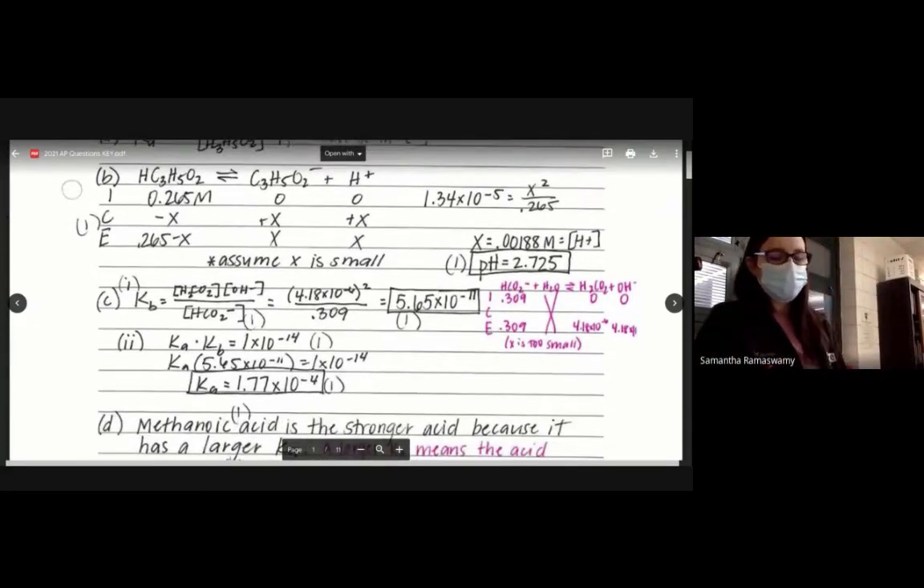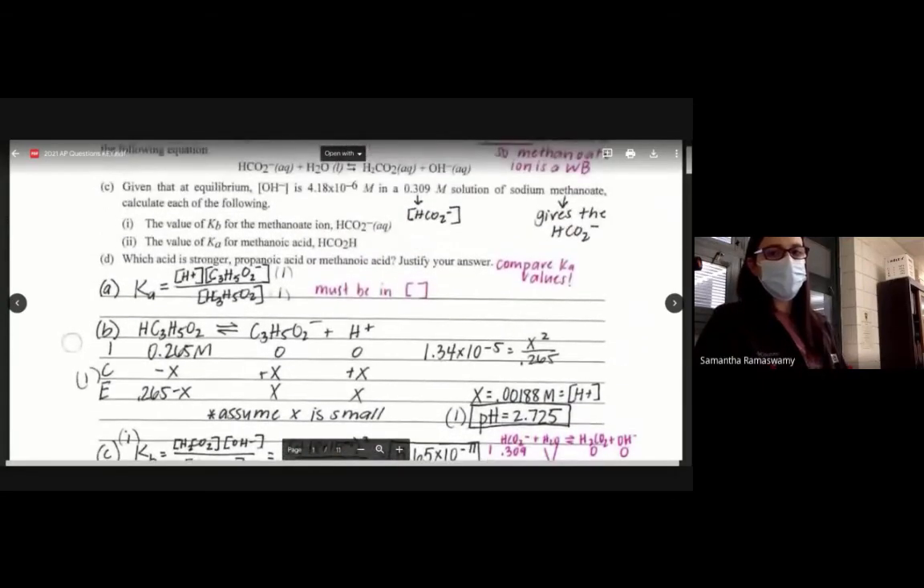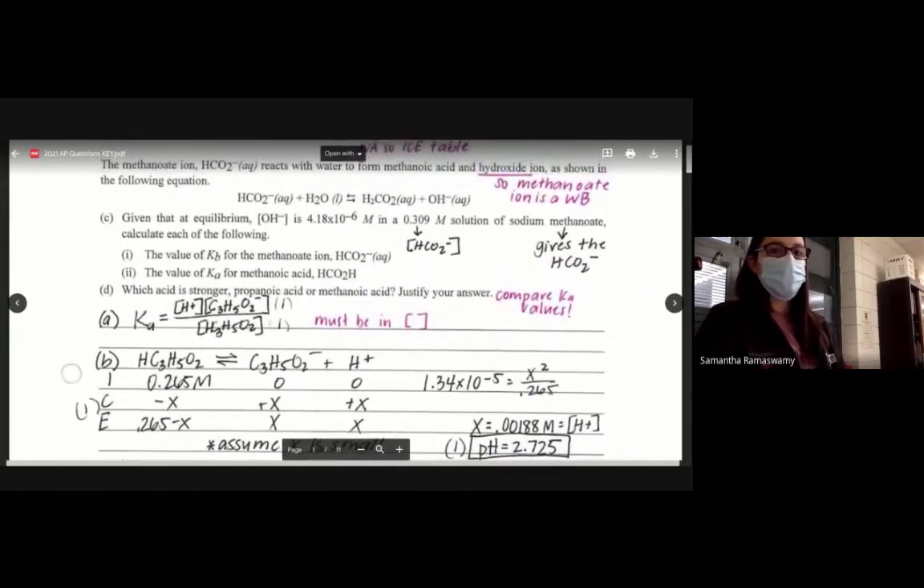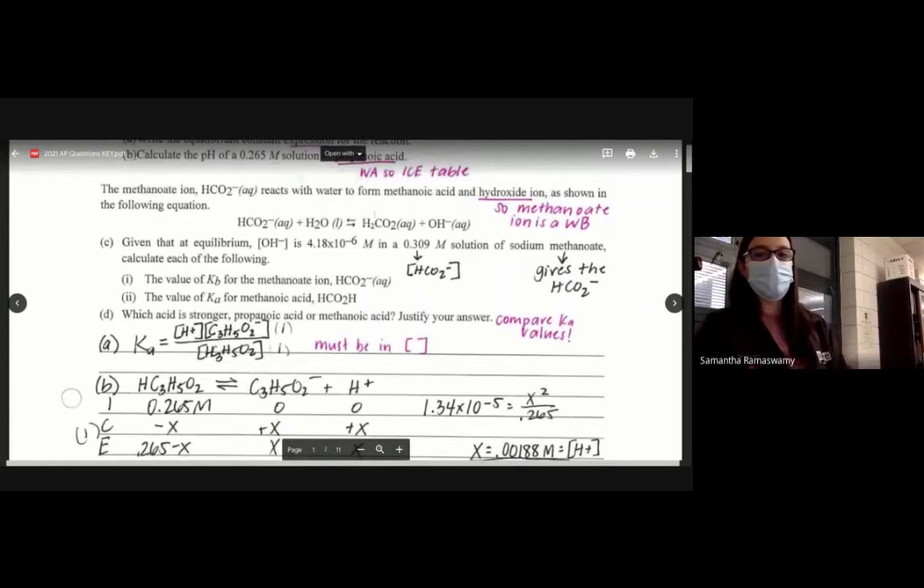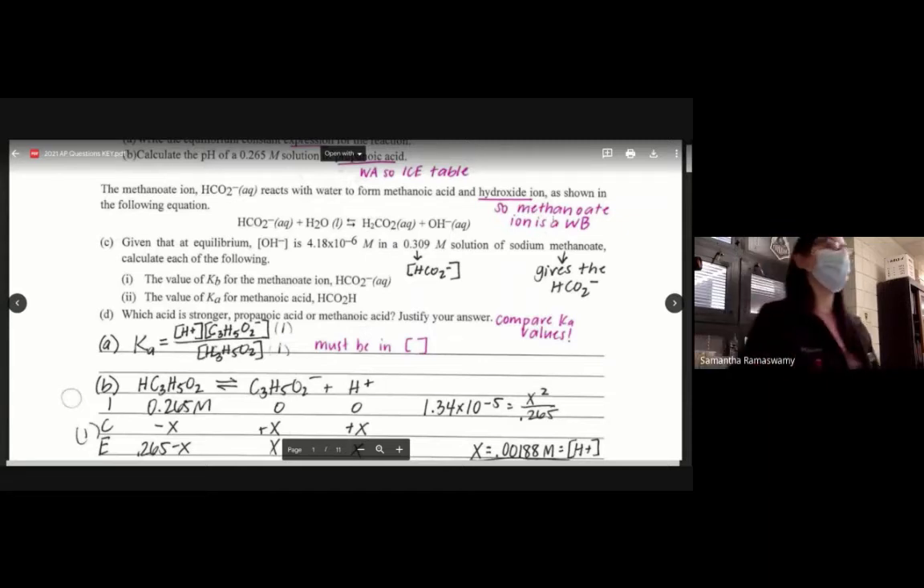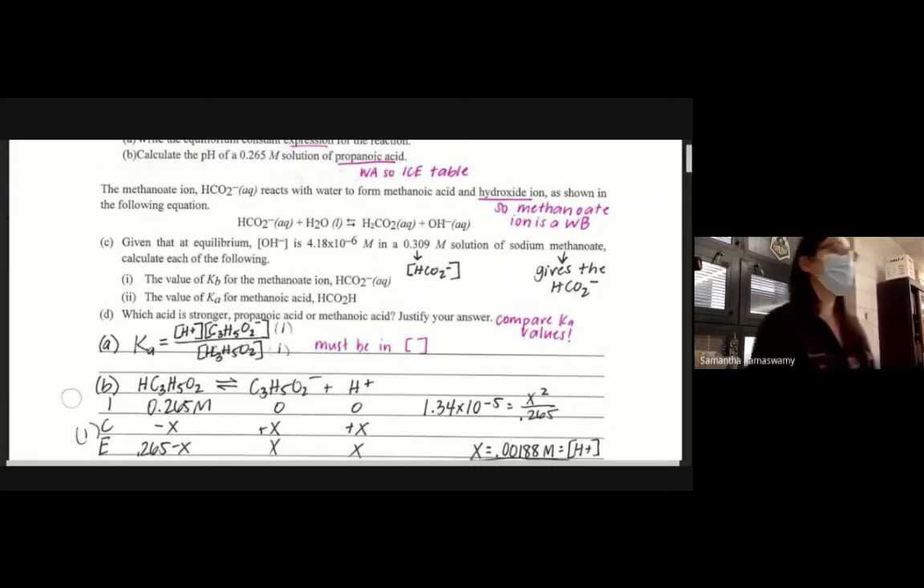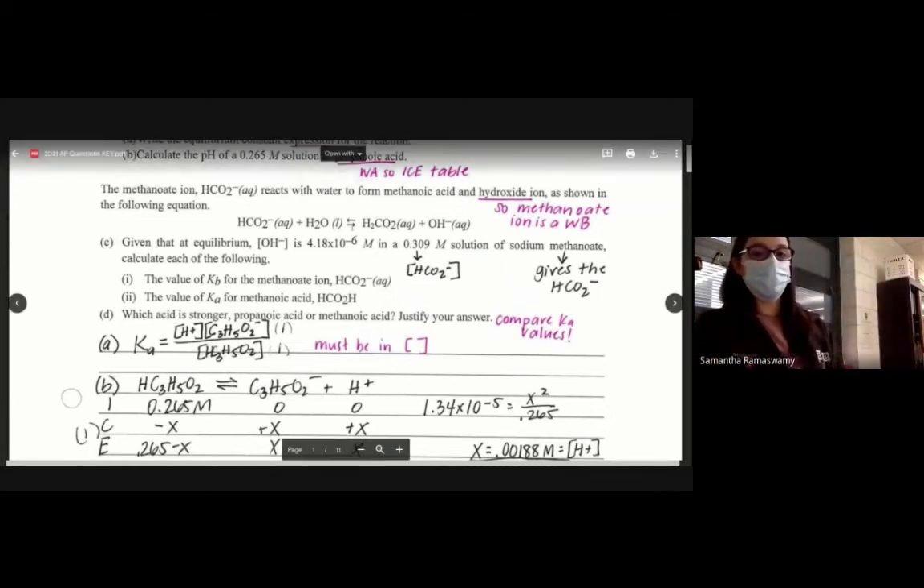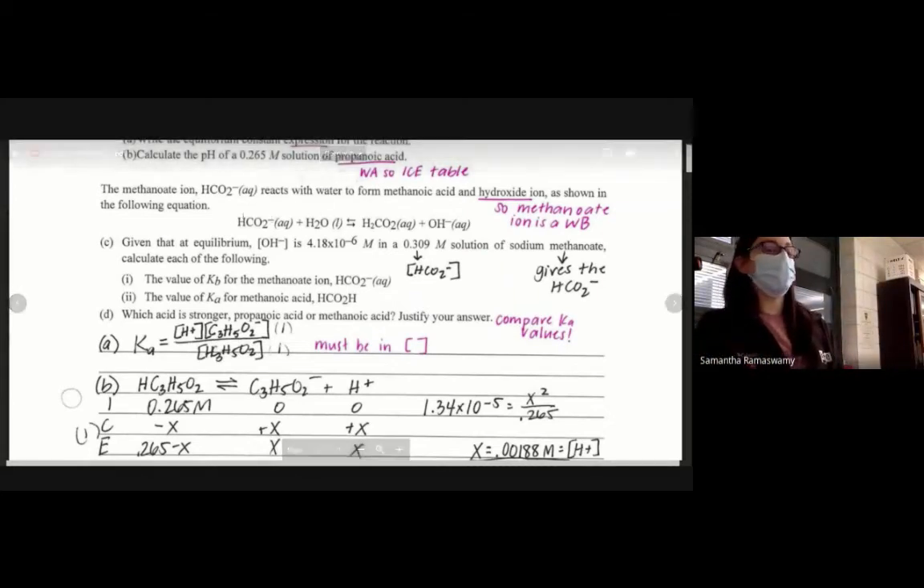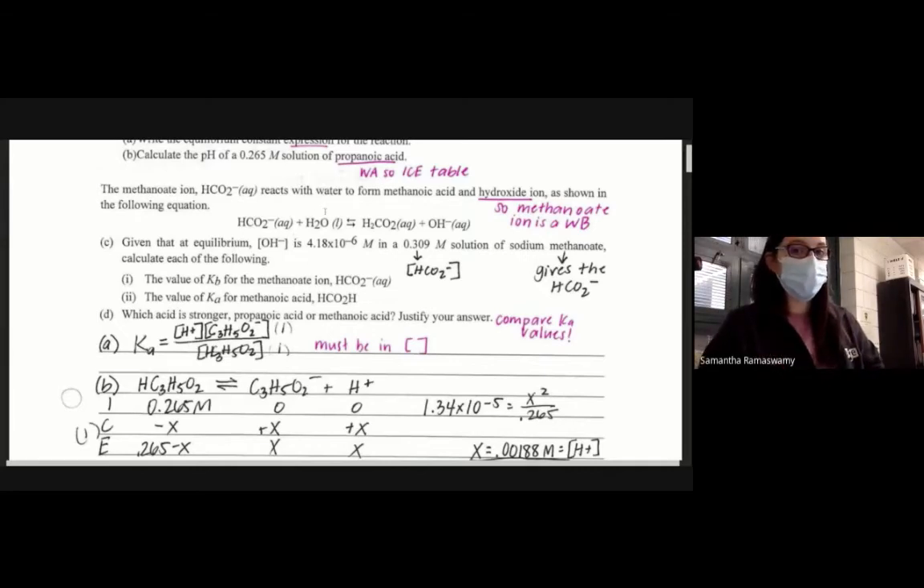Part C. So if we come up to part C, now it says the methanoate ion reacts with water to form methanoic acid and hydroxide ion. So I wrote right here, the methanoate ion is a weak base. If HCO2 minus produces OH minus, like in this equilibrium, that tells us that this is a weak base. It accepts a proton. And then part C is asking about this equilibrium.